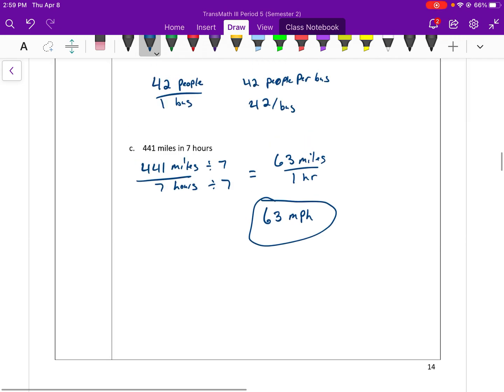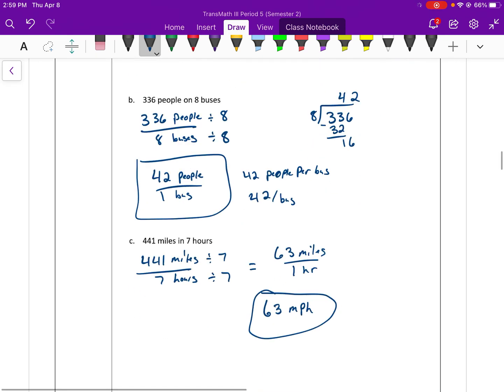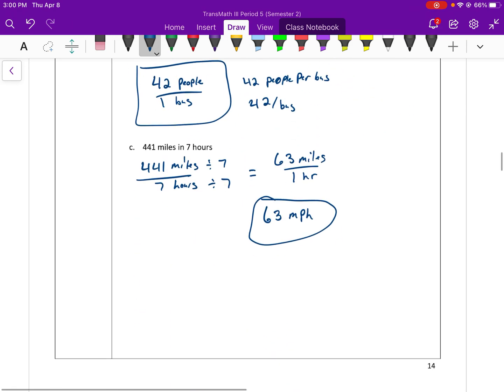All right, so that's unit rate. Comparing those two different things and then getting that denominator to be 1. And again, to do that, you're going to divide both top and bottom by whatever that denominator is.